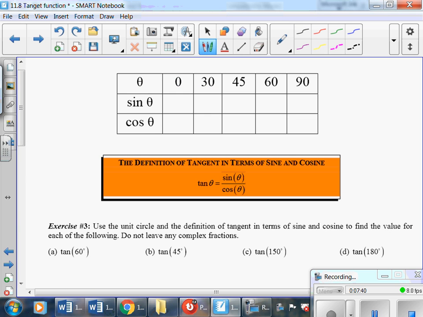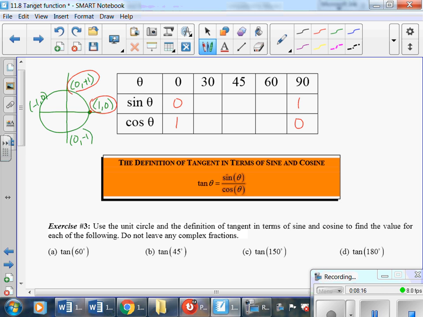Now, the quadrant angles I still get from my unit circle. I always know this one is (1, 0), and the rest of them follow suit. I know this one is (-1, 0), this one is (0, 1), and this one is (0, -1). So I know that for 0 degrees, my sine is my y value, and my cosine is my x value. And at 90, my cosine is 0, and my sine is 1. I can get those right off my unit circle.